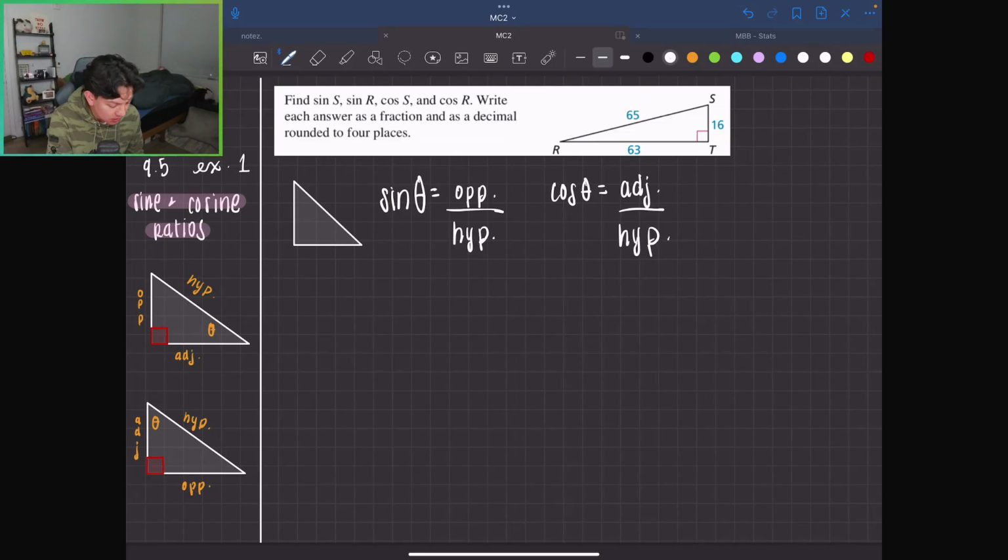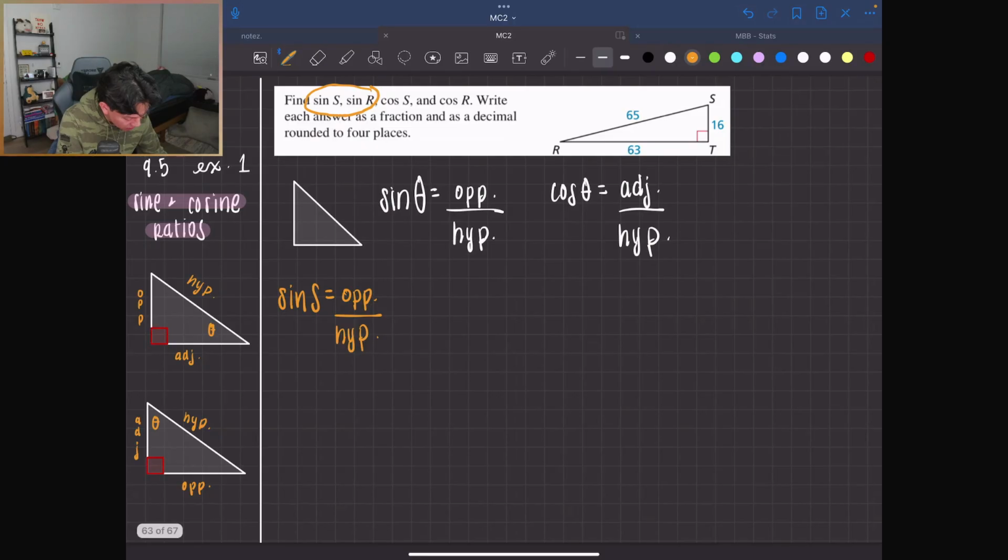All right, so let's try this one. Find sine S, sine R, cosine S, and cosine R. Write each answer as a fraction and as a decimal rounded to 4 places. So let's start off with the sine of S and the sine of R. Okay, so let's set this up. The sine of S is going to equal our opposite over our hypotenuse. So let's find out where these values are.